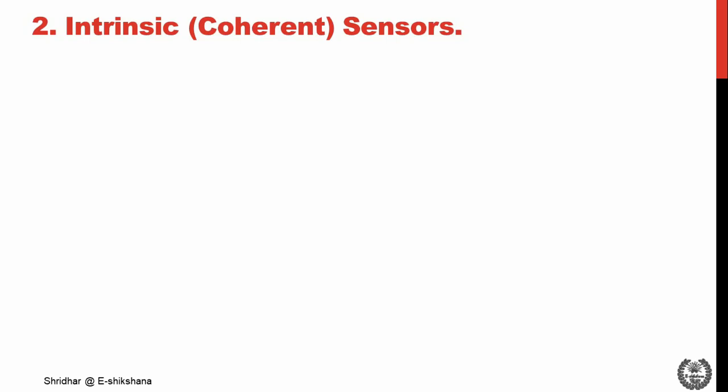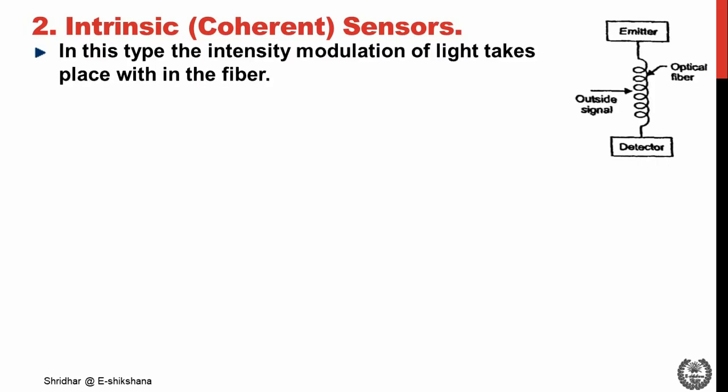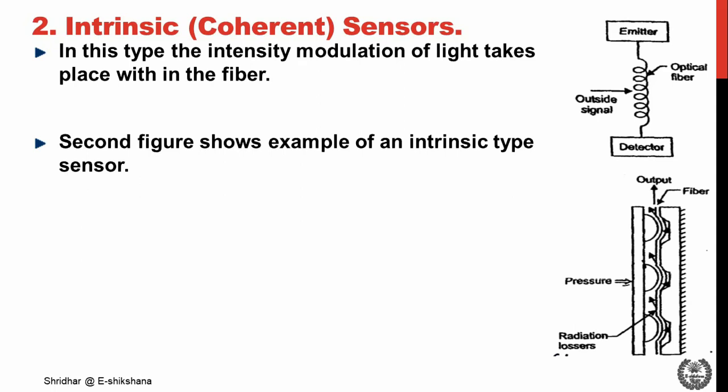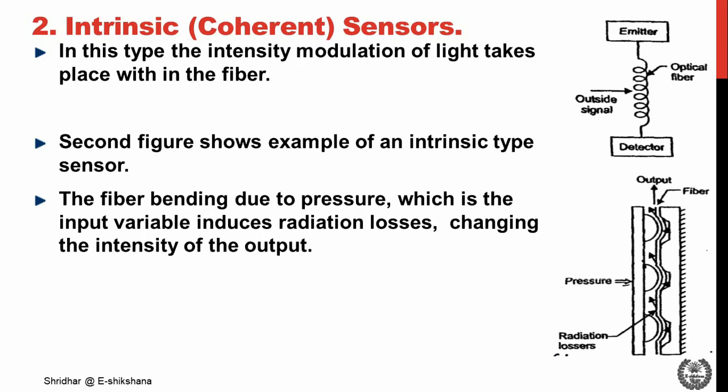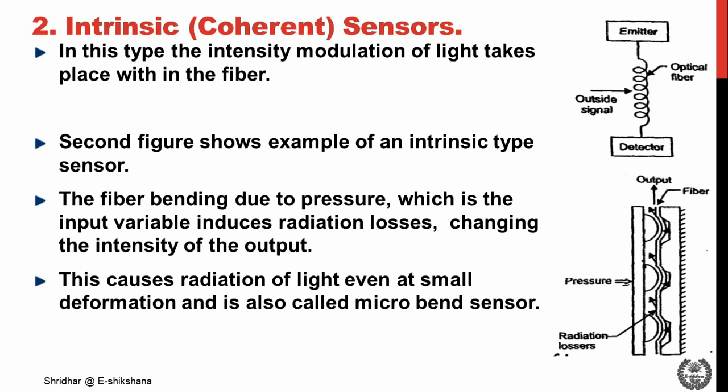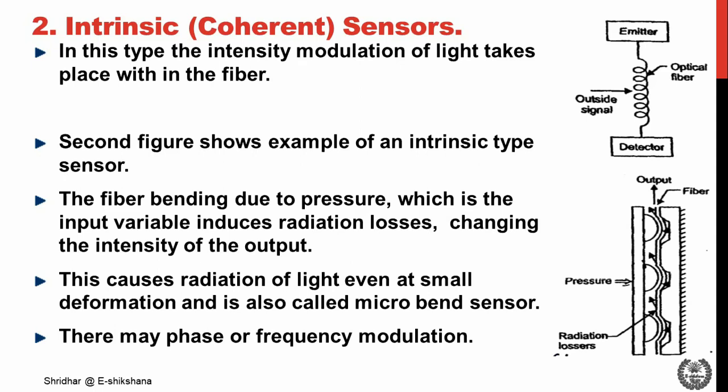Next we'll discuss coherent or intrinsic sensors. In this type, the intensity modulation of light takes place within the fiber. The second figure shows an example of an intrinsic type sensor. Here the fiber bends due to the pressure, which is the input variable, inducing radiation losses and changing the intensity of the output. This happens within the fiber itself, and hence the configuration is called intrinsic type. This causes radiation of light even with small deformation and is also called a microbend sensor. There may be phase or frequency modulation along with the intensity modulation, and it can be used for many applications for measuring the phase or frequency.